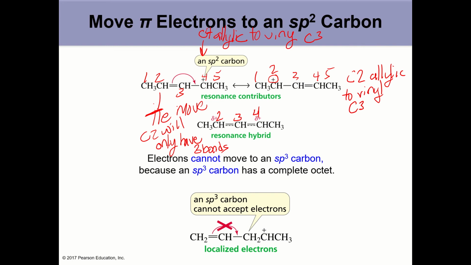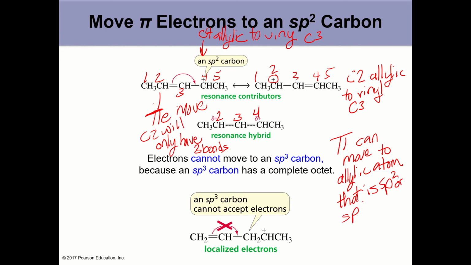So we can move pi electrons if the allylic carbon is sp2 or sp. So those pi electrons can move to an allylic atom that is sp2 or sp hybridized, but they cannot move to an allylic atom that is sp3 hybridized.